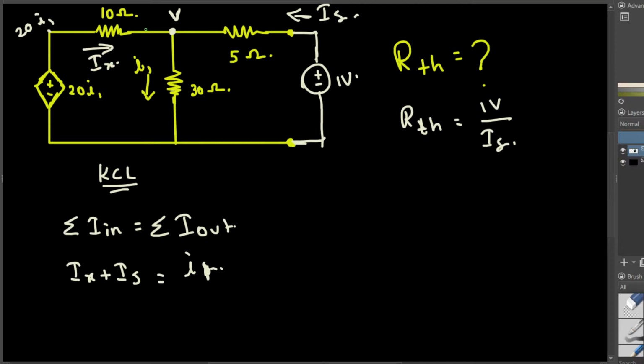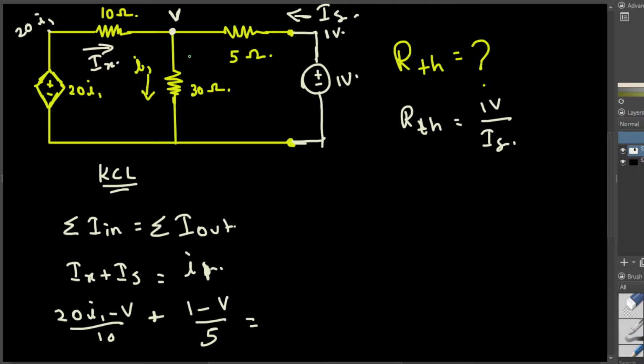If I write IX in terms of voltage, this is going to be 20I1 minus this voltage V, divided by the resistance in between, that is 10 ohm. And then plus IS, going in this direction. Also, for the 1 volt we input, we put plus on top, minus on the bottom, so the voltage here is going to be 1 volt. If I write IS in terms of voltage, this is going to be 1 minus V divided by the resistance between, that's 5. That is equal to I1.